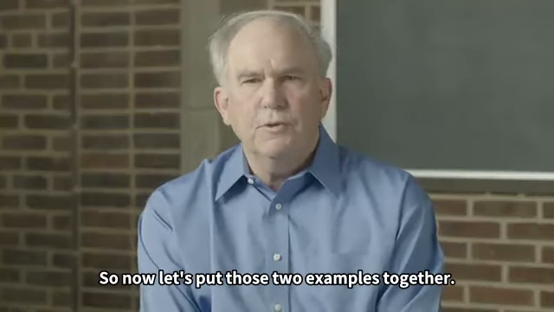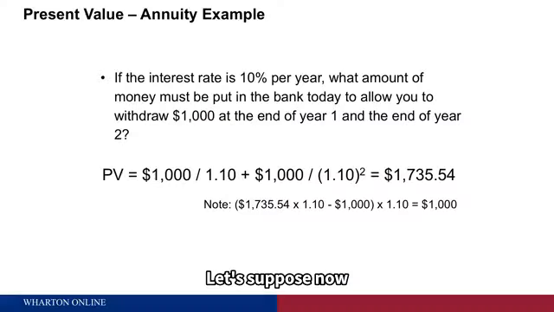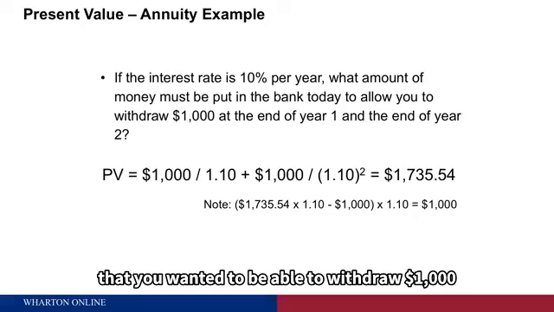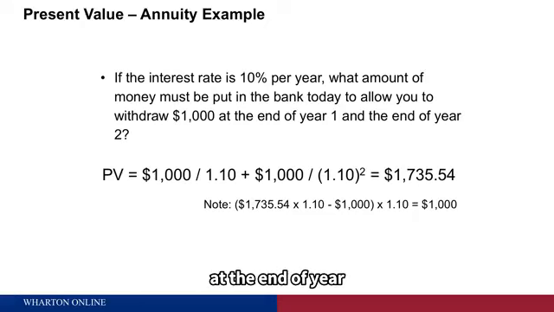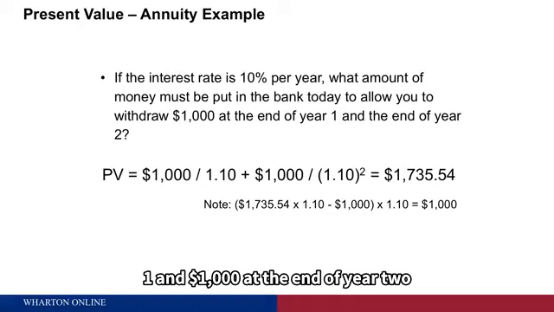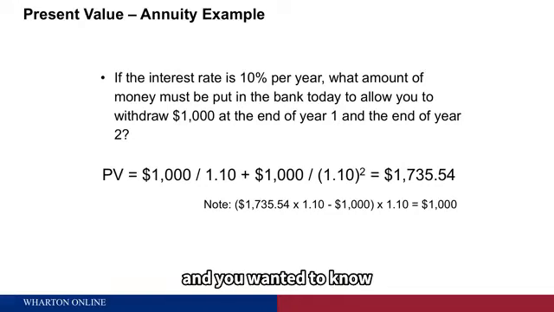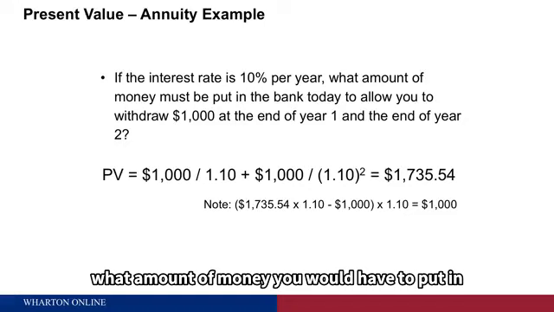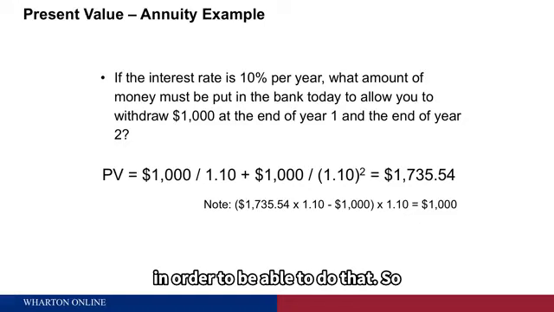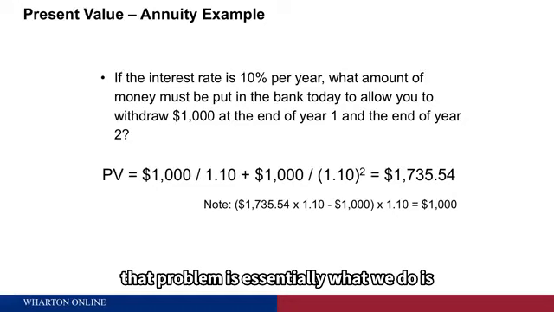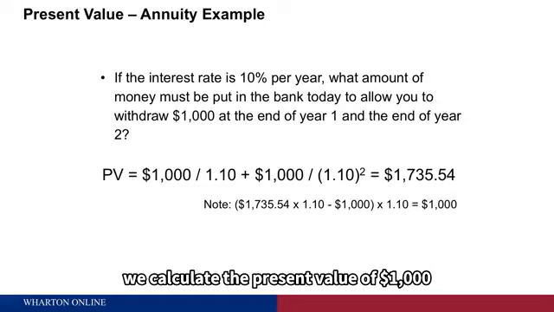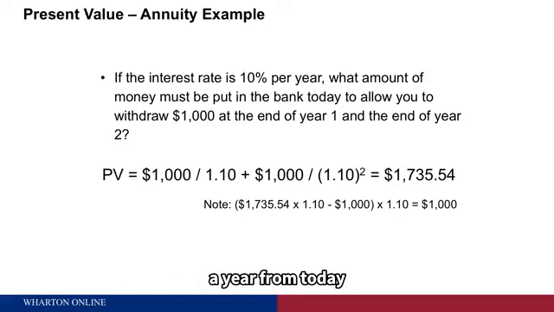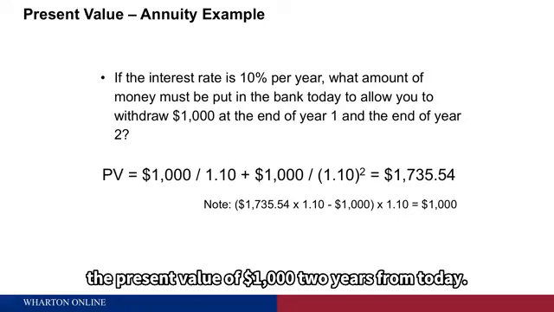So now let's put those two examples together. Let's suppose now that you wanted to be able to withdraw $1,000 at the end of year one and $1,000 at the end of year two. And you wanted to know what amount of money you would have to put in the bank today in order to be able to do that. So to solve that problem, what do we do? Well, essentially we calculate the present value of $1,000 a year from today and add to it the present value of $1,000 2 years from today.